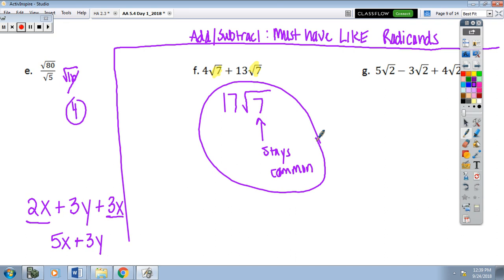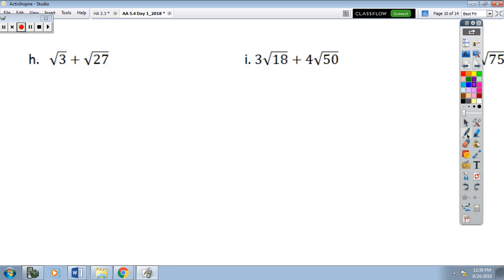So the next one, you can see that we already have like radicands. These are all 2's. So we can actually just add or subtract the coefficients. So 5 minus 3 is 2 root 2 plus 4 root 2 will get me 6 root 2. And just think of them as like terms and keep that term. Now let's make it a little harder. They're not like terms. You cannot add these and get the square root of 30.